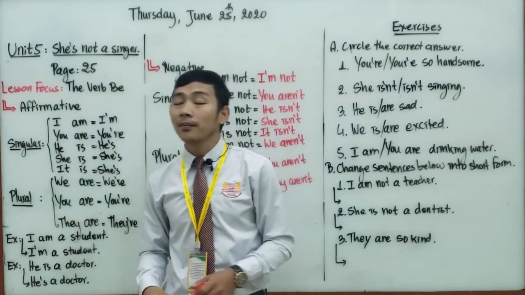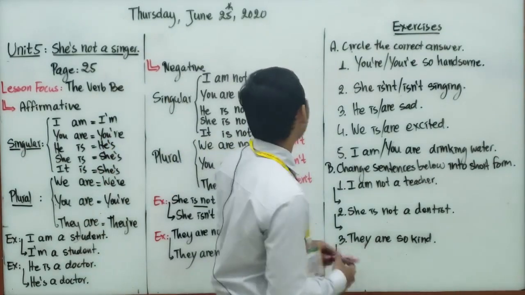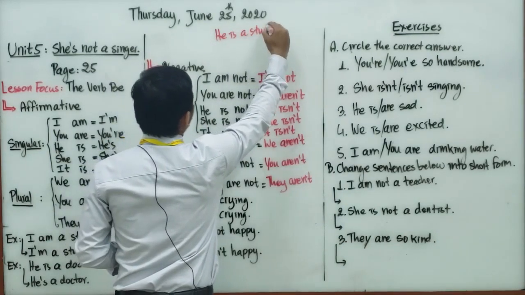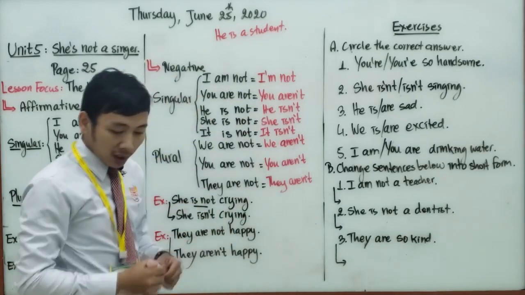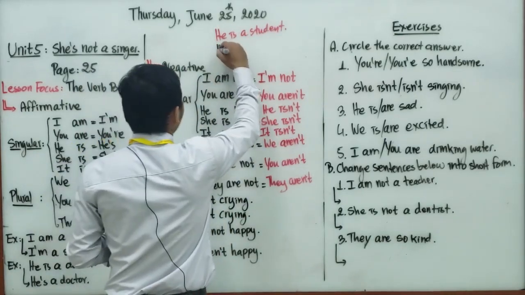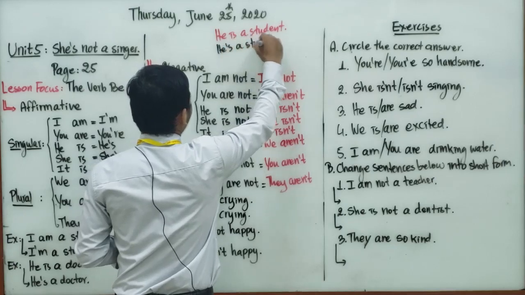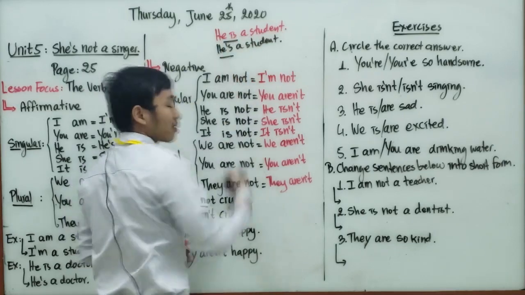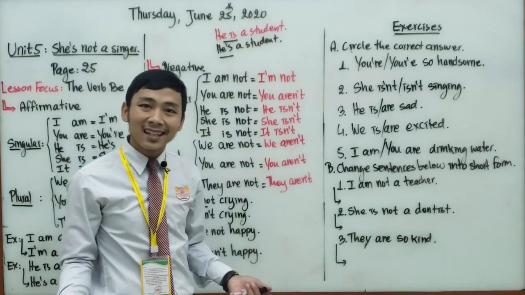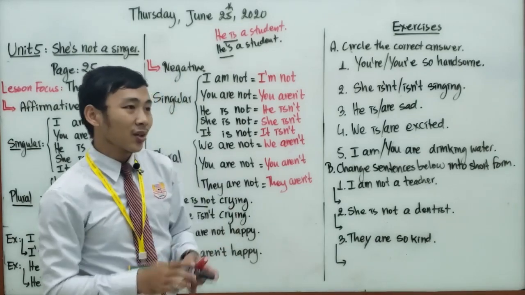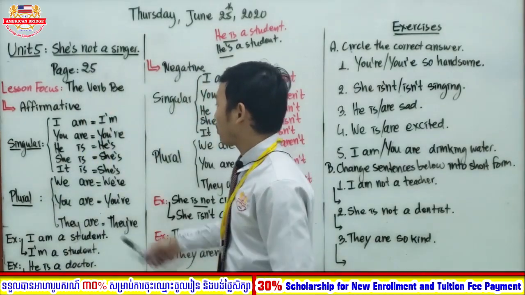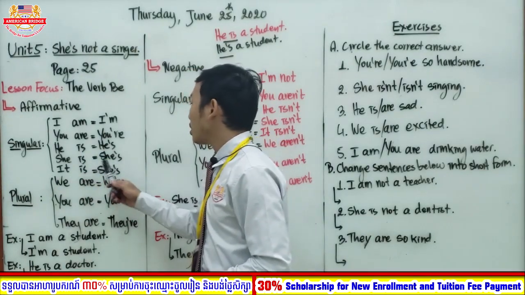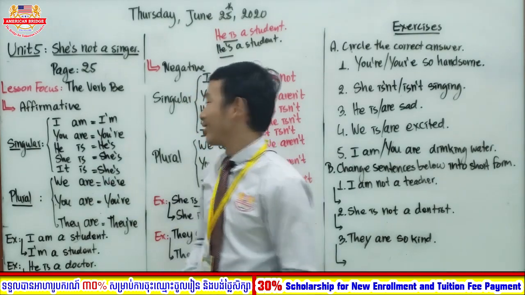For example, when I write he is a student, look at me. He is a student. Another way you can write is like this: he's a student. Why, everyone? Why can you write like this? Because he is here equals he's, right? He's a student. Understand? Okay. Good. One more. She is equals she's. Got it? You are right.